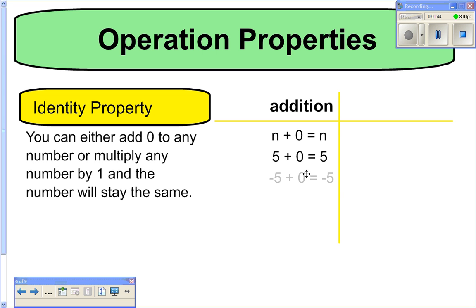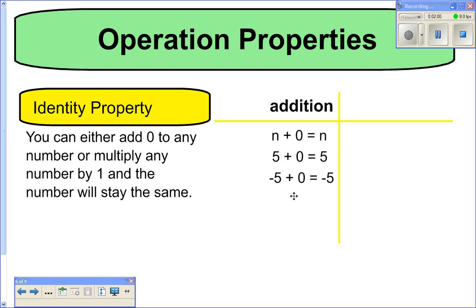Does it work with negative numbers? Sure. If you have -5 and you don't add anything, you're adding a 0. -5 plus 0 is still -5. That -5 keeps its identity.